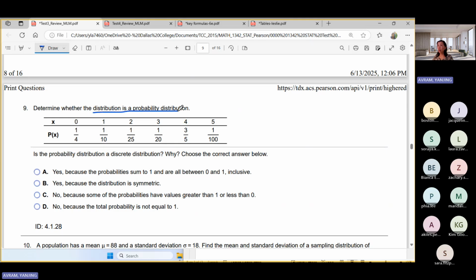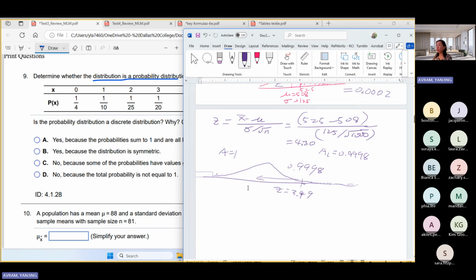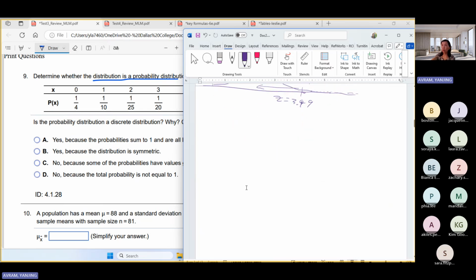Determine whether the distribution is a probability distribution. Okay, so we said earlier in chapter 4, in order to be a probability distribution, you have to satisfy 2 conditions. Okay, condition number 1, all the probabilities have to be greater than or equal to 0. Let's try this way.